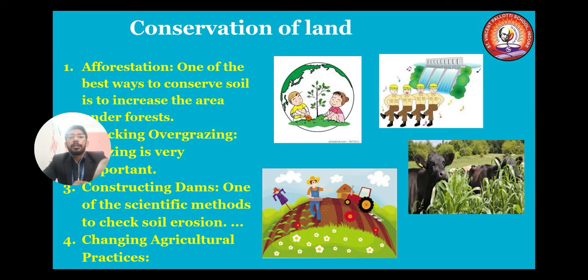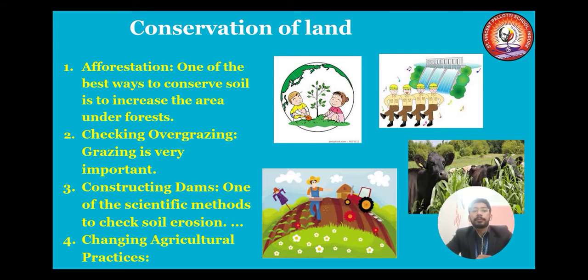What is conservation of land? So how do we conserve our land? Over a period of time, we have come to know why conservation of land is very necessary. Let's learn how to conserve the land. The first way is afforestation. One of the best ways to conserve soil is to increase the area under forest, which means that we plant more trees and increase the area of forest.